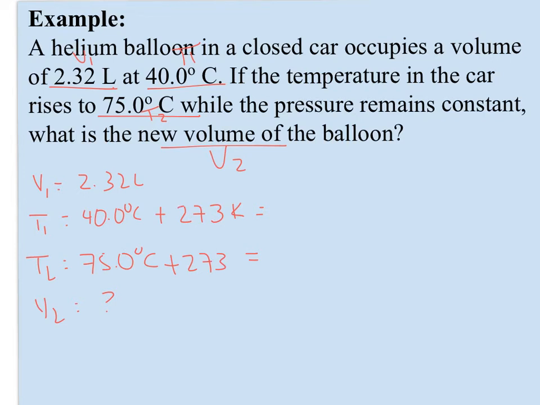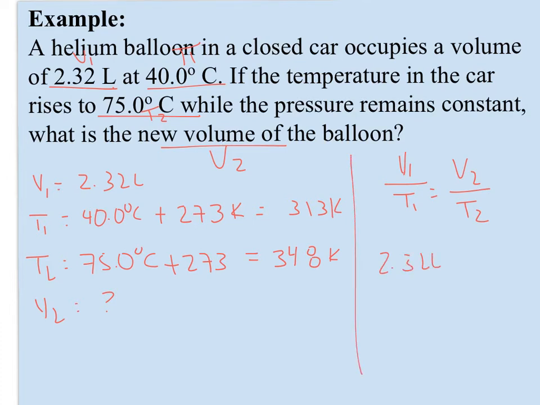And we'll talk about this more in class with the lab we're going to do. But that would mean I'm really dealing with the temperature of 313 Kelvin. Or with the 75, that's going to be 348 Kelvin. So now when I plug into my equation, V1 over T1 equals V2 over T2, this is going to be 2.32 liters. Just put a line here so you can see where my work is. 2.32 liters over 313 Kelvin is equal to, don't know how many liters, over 348 Kelvin.